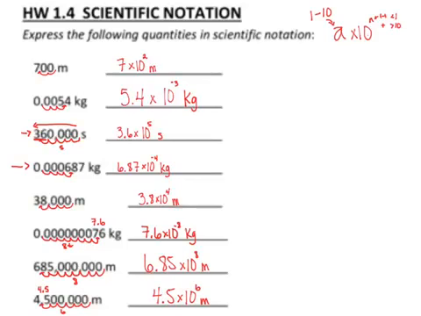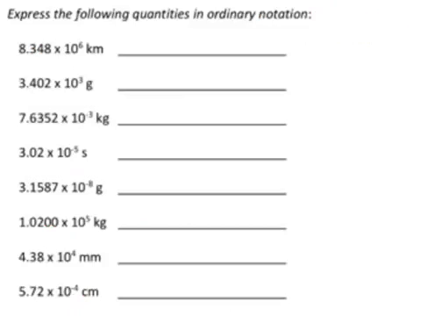All right, next section for the homework. Now we're asking for you to express the following quantities, but in ordinary notation. We've been given the scientific notation. All right, and this one's actually a little bit easier. Let me write down the generic formula again. So a for the coefficient times 10 to the n power, or to the power of n.